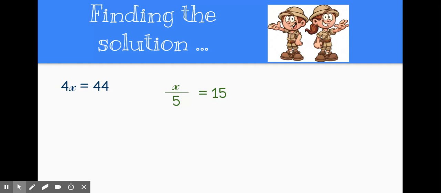We can see that the unknown is not by itself because it's being divided by 2. How can we get rid of or undo that division? Who has an idea? Yep, we can undo division with multiplication.